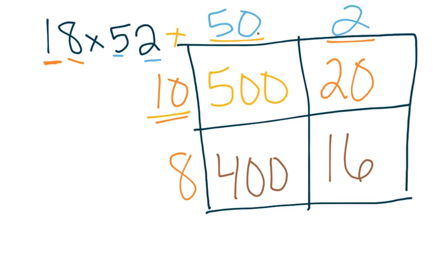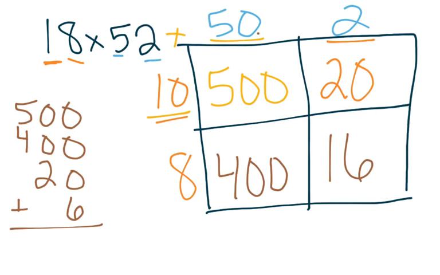Now with all those numbers, I need to add them up. Alright, so I've written out my 500, 400, 20, and 6, and I'm going to add those up. So 6 plus zeros is going to stay 6. 2 plus 0 is going to stay 2. And 5 plus 4 is going to be 9. So my answer to 18 times 52 is going to be 926.